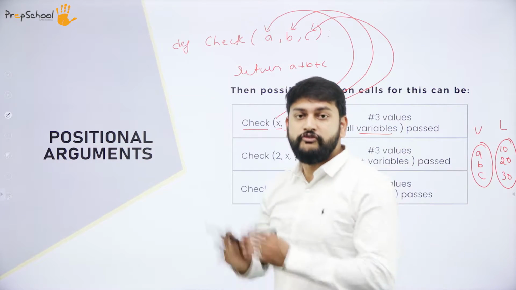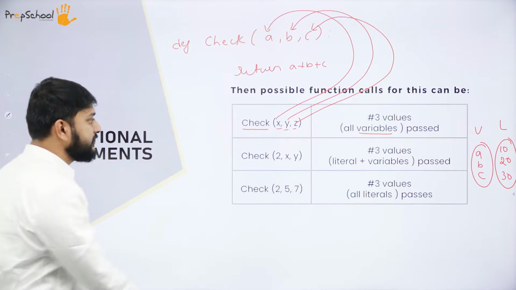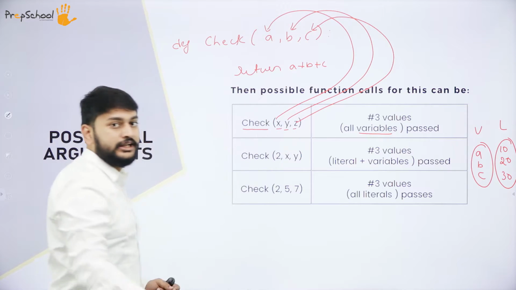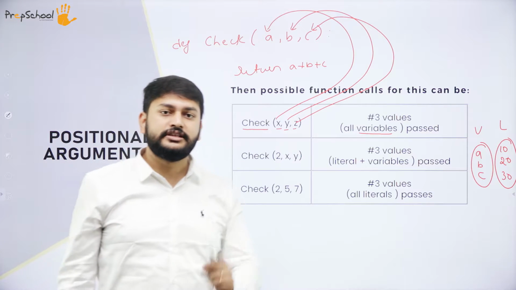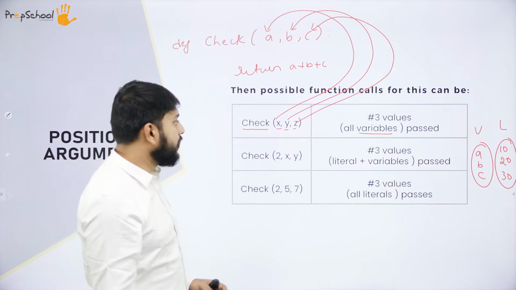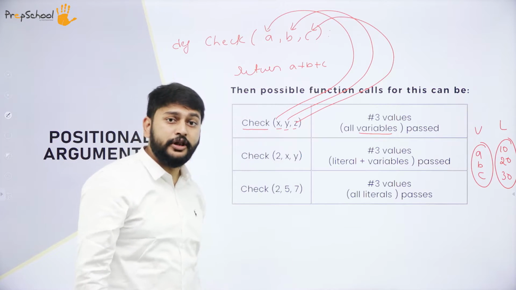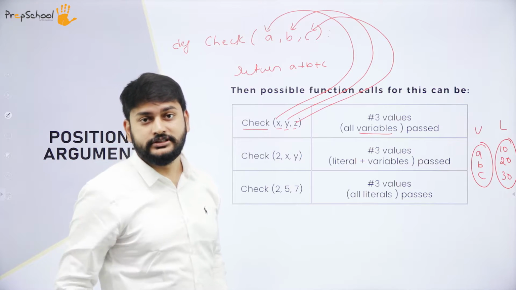The values will be passed based on the positions. That is what you need to understand. This is the first type of arguments that we have, what we call positional arguments. What you need to understand with this example is that you can pass the variables.